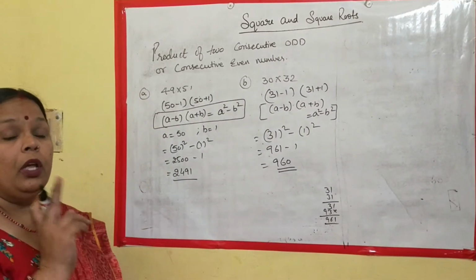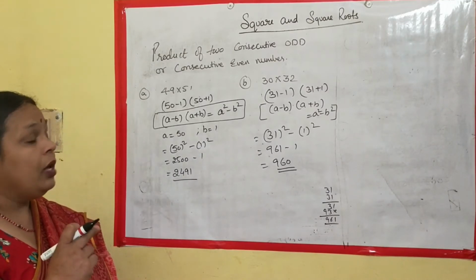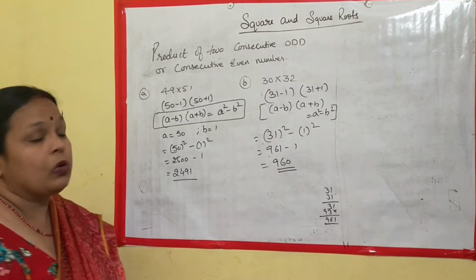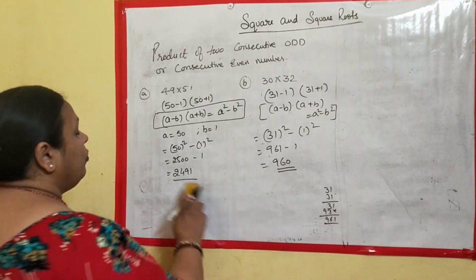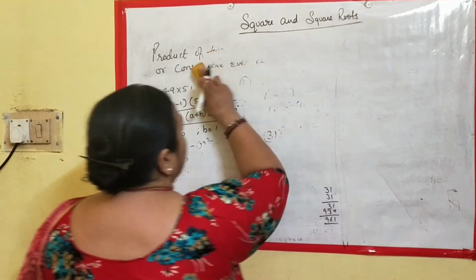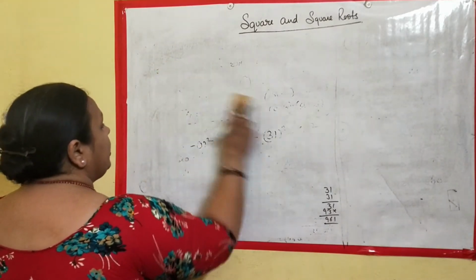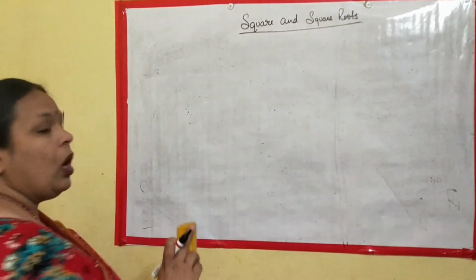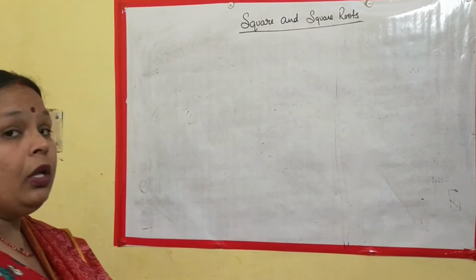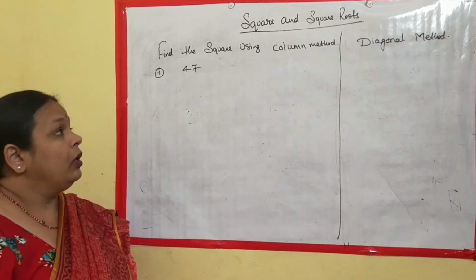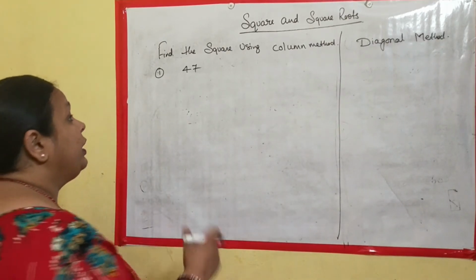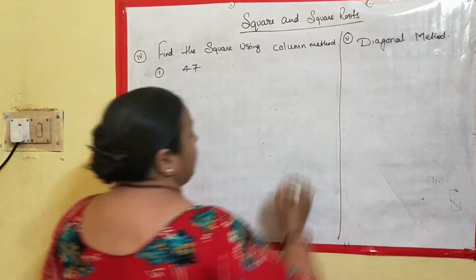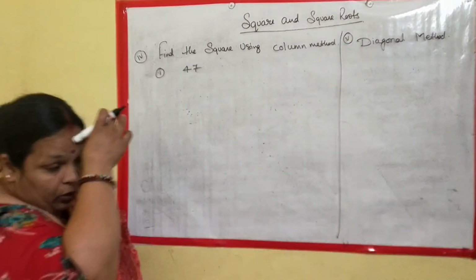Now we have seen 3 identities. A plus b whole square, a minus b whole square, a minus b into a plus b. The identity is used for two consecutive odd or two consecutive even numbers. Now we will be moving for the fourth method of solving this. See, 3 identity method. Now fourth one is your column method. Clear? Now we have the fourth method as our column method and fifth method as our diagonal method. So first we will be discussing the column method.